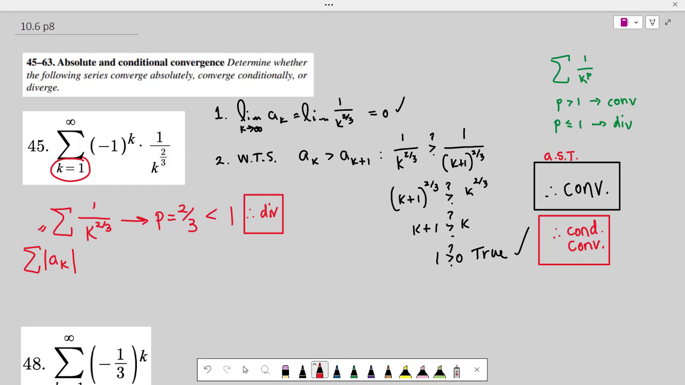The nice thing about these alternating series is that the AST is super fast. And then to test whether it's conditional or absolute, we just erase that. So it's not too crazy. Then you just do what we've already learned before, applying what we already know. All right, let's go ahead and take our 10-minute break.